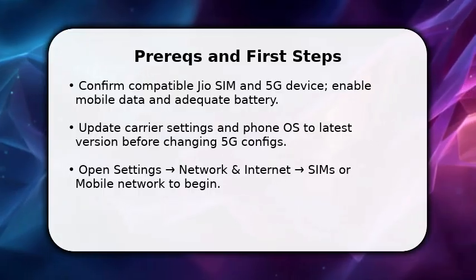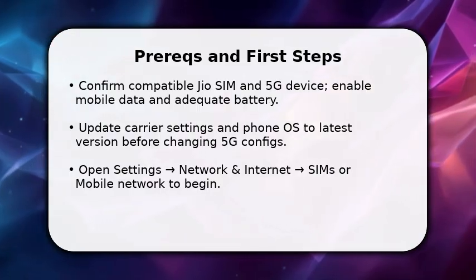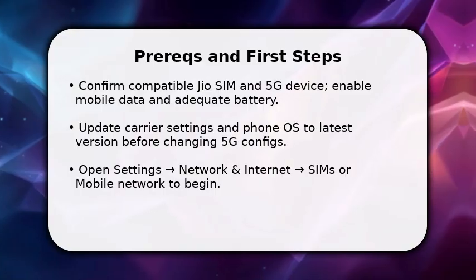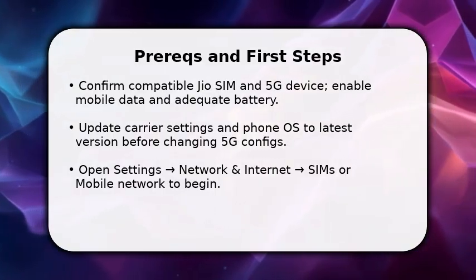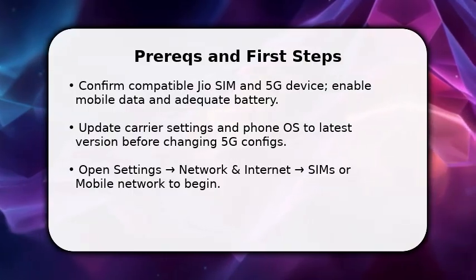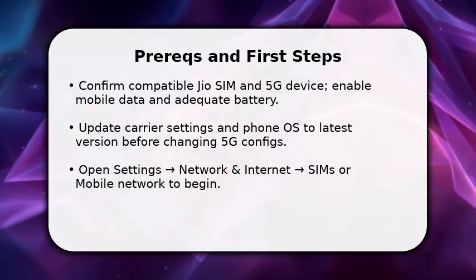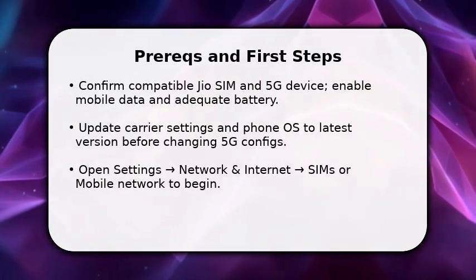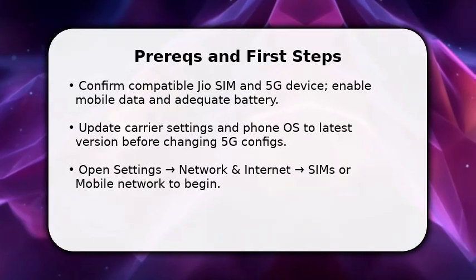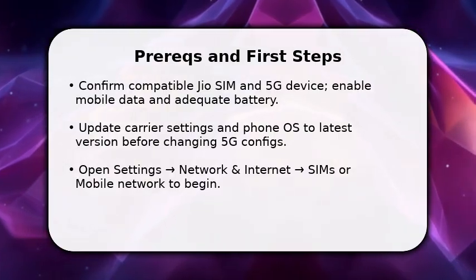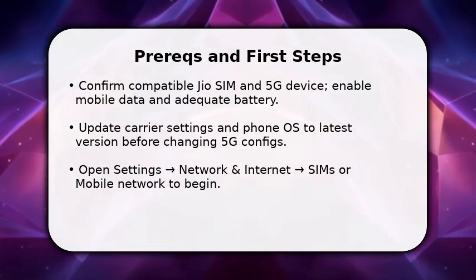You'll start with essentials. Make sure your Geo SIM is 5G capable and your phone has the latest OS and carrier updates. Once done, enable mobile data and keep battery above 20% so the process won't be interrupted. Now open Settings, then Network and Internet, and tap SIMs or Mobile Network. That's where the Geo profile lives. Take these steps now, because changing modes without updates can prevent 5G registration and cause dropped connections.